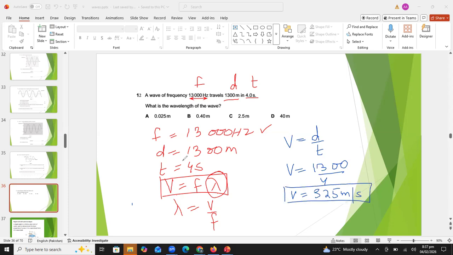Alright. Now we can easily find the wavelength by using this formula. Lambda is equals to V upon F. V is equals to 325. Frequency is equals to 13,000. Now divide both of them and tell me what wavelength we are getting here. Yes, students, what wavelength we are getting here?